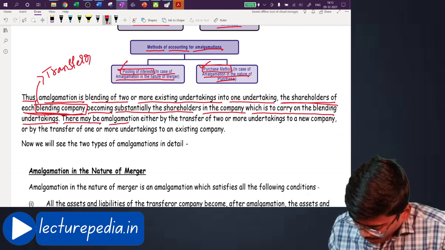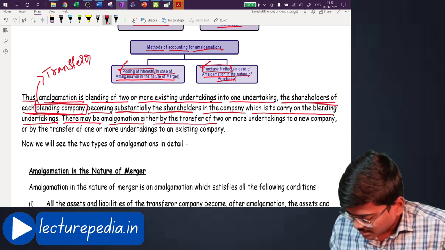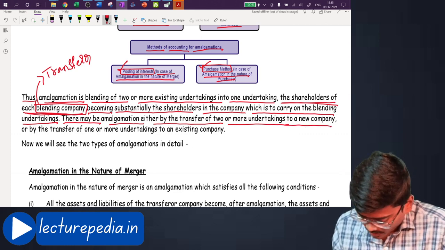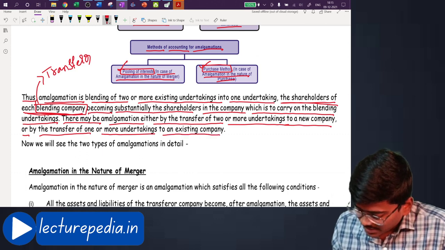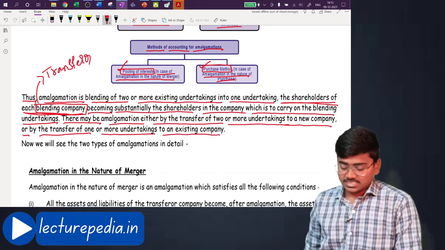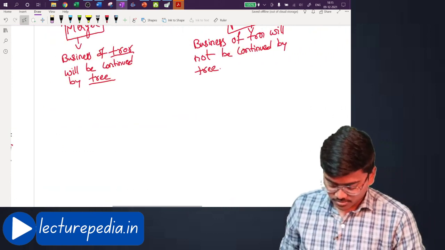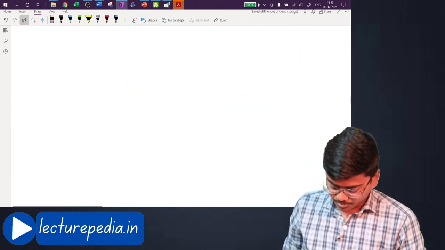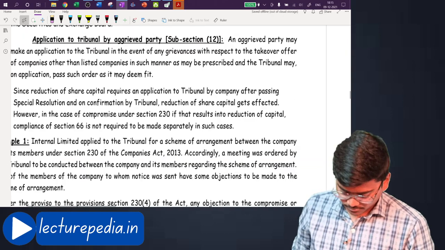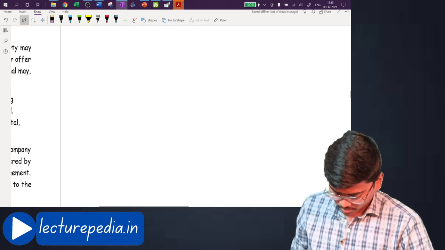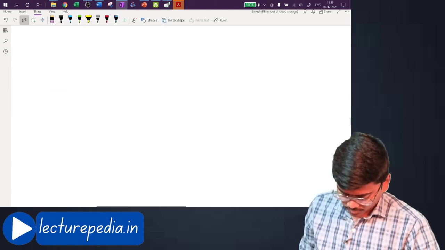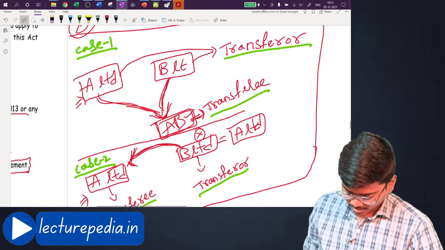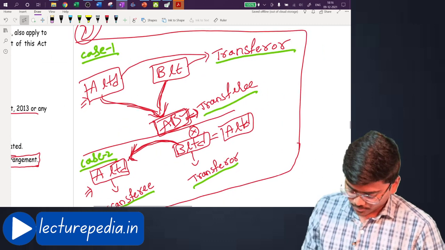There may be amalgamation either by transfer of two or more undertakings to a new company, or by transfer of one or more undertakings to an existing company. See, here he is saying the two types of amalgamations which we have discussed previously, that is case 1 and case 2. There he is talking about these points.